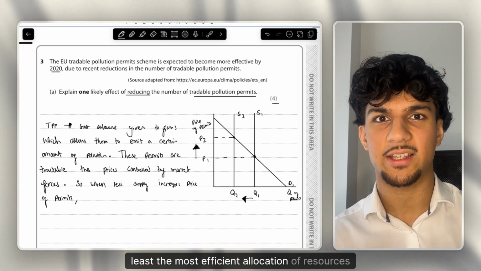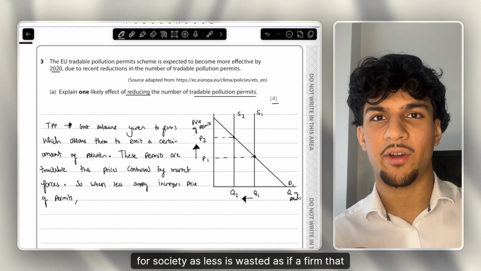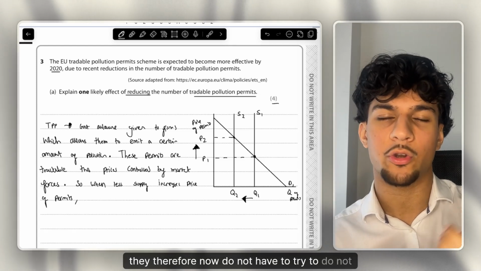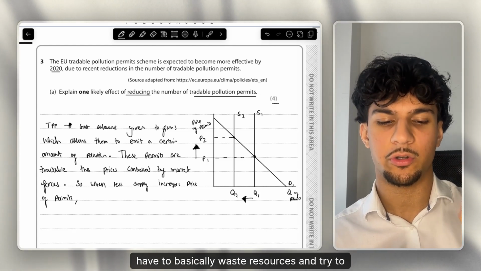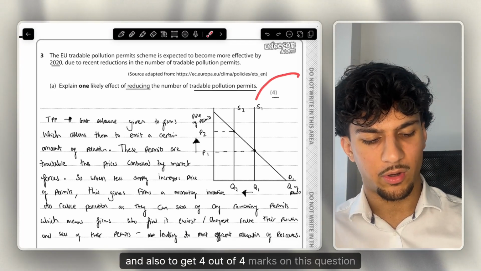It's the most efficient allocation of resources for society, as less is wasted. If a firm finds it extremely difficult to reduce pollution, they now do not have to waste resources in trying to reduce pollution, as they can just buy permits off the more efficient firm. And that's how to get 4 out of 4 marks on this question.